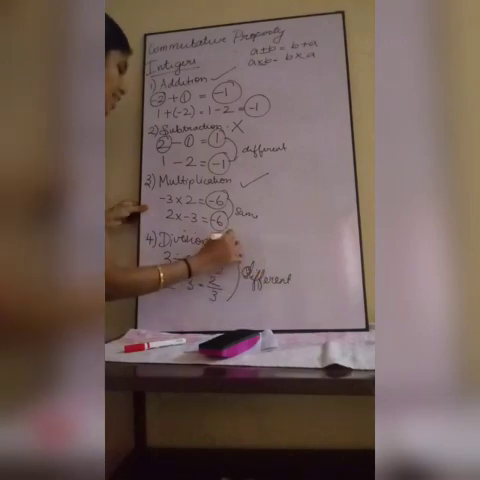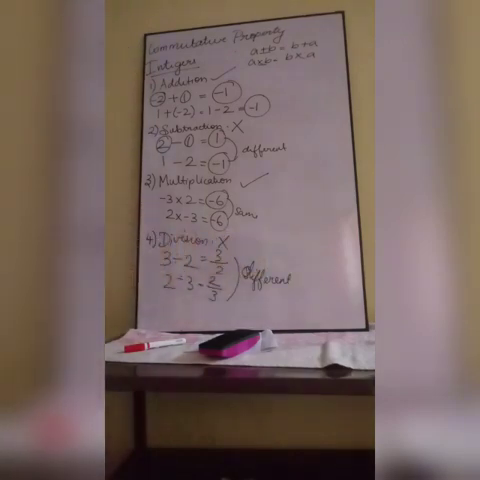So, integers are not commutative under division. Okay, first, integers are commutative under addition. Integers are not commutative under subtraction. Integers are commutative under multiplication. Integers are not commutative under division. Understood this property? Comes the commutative property for rational numbers.